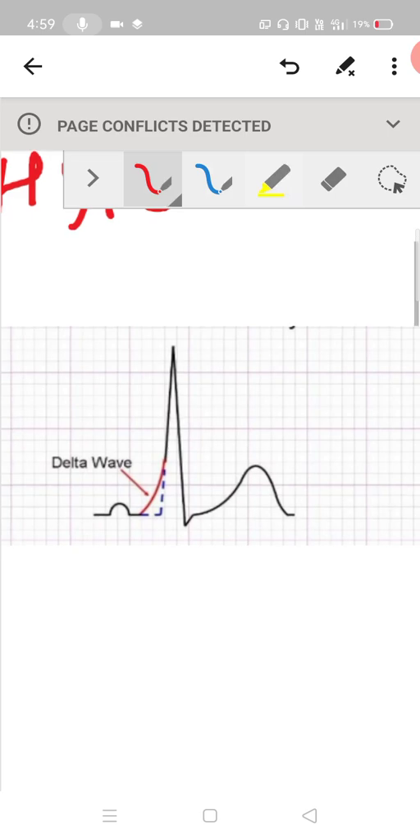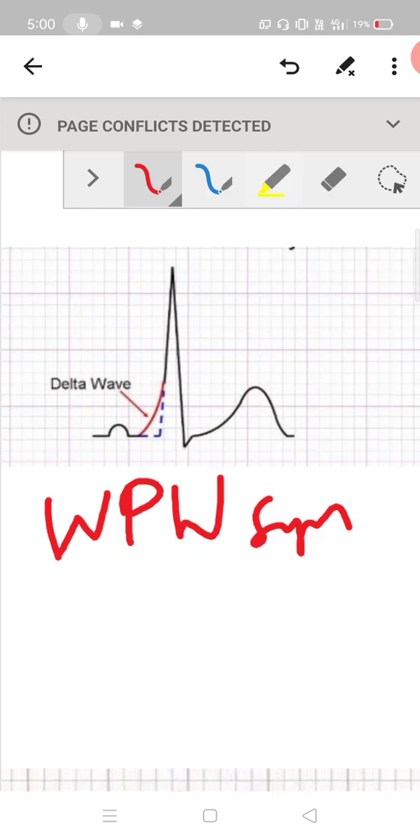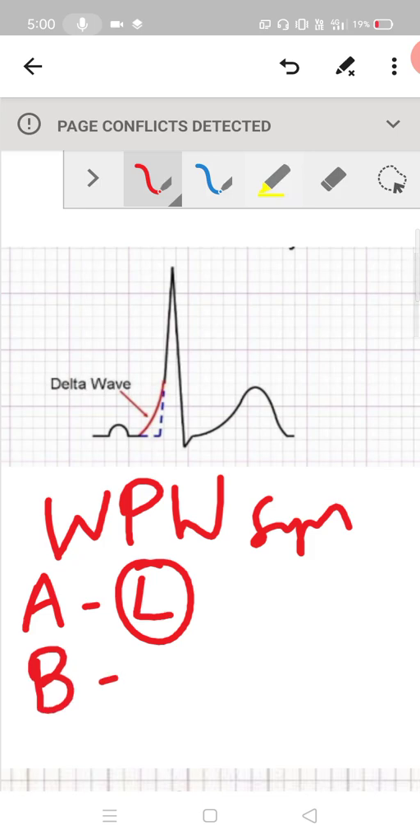The next wave is the delta wave. If you see, the delta wave comes after the P wave and joins with the QRS complex. Most of you should know it already. Delta wave is seen in Wolff-Parkinson-White syndrome, where there is this bundle of Kent causing different conductions. There are two types. Type A, when the bundle of Kent is on the left side of the heart, and Wolff-Parkinson-White syndrome type B, the bundle of Kent is on the right side of the heart. This causes abnormal conduction within the heart, causing this delta wave.